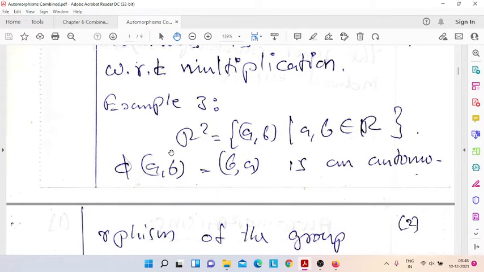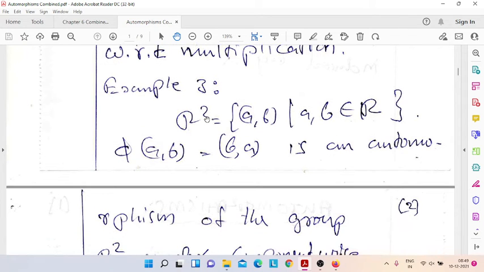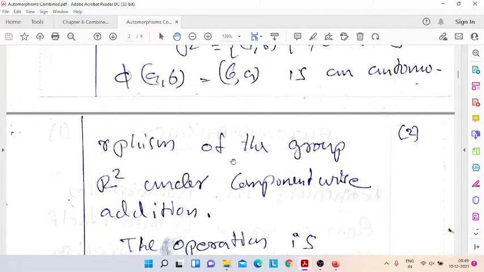And another example, third example, is defined on the set R2. R2 is the Euclidean two-dimensional space that contains the paired elements. This group contains the paired elements (a, b), where a and b are both real numbers, and we define the function phi on R2. It maps (a, b) to (b, a). So phi of (a, b) is mapped to (b, a). (b, a) is also an element of R2. Then it is clearly an automorphism of the group.